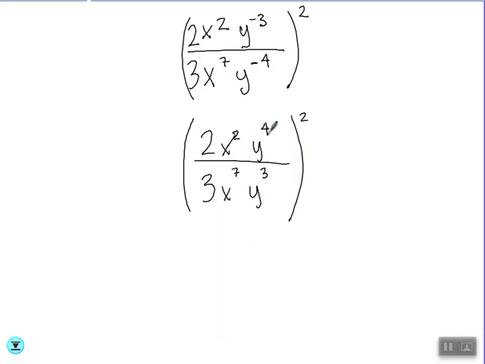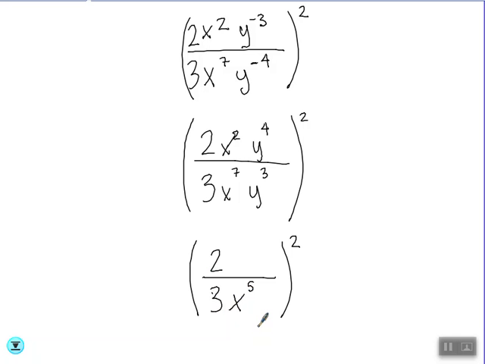Now, since I am dividing some x's and dividing some y's, I am going to deal with that. As we discussed last time, you need to ask yourself, which one has the higher exponent for the x's, the numerator or the denominator? Well, the denominator. So we know that our x's are going to be in the denominator. 7 minus 2 is 5. So I have x to the 5th in the denominator.